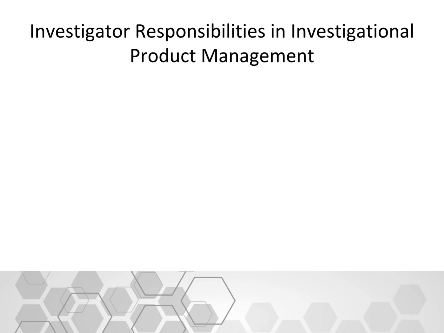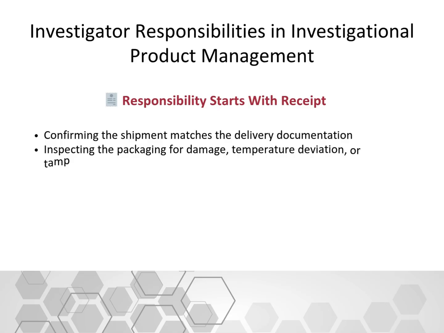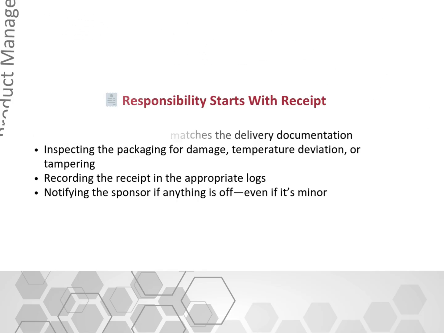Responsibility starts with receipt. As the investigator, you are responsible for the IP as soon as it arrives at your site. That means confirming the shipment matches the delivery documentation, inspecting the packaging for damage, temperature deviation, or tampering, recording the receipt in the appropriate logs, and notifying the sponsor if anything is off, even if it's minor. It's not enough to just hand this off to your study coordinator. You, the principal investigator, are accountable. Even if others help you handle the process, you need oversight, documentation, and clear delegation.